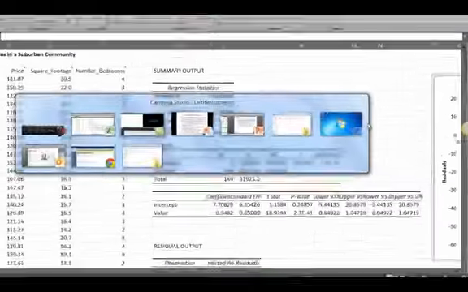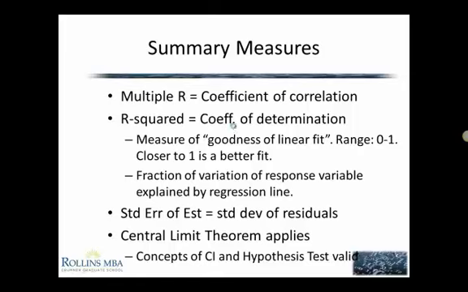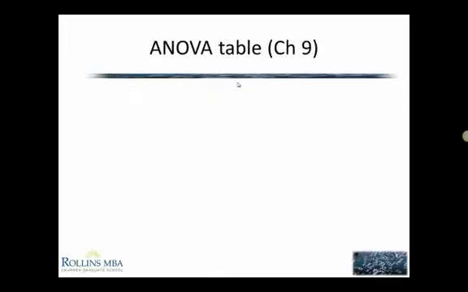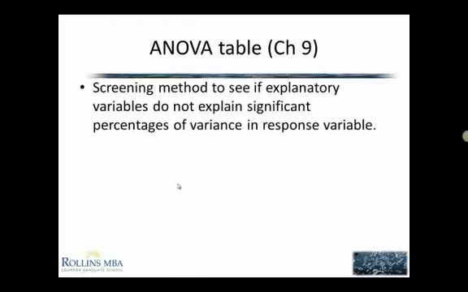All right, let's look back at another section of this output and what it means. Right below the summary measures, we see something called the ANOVA table. That's the analysis of variance, which is a subject that's covered in Chapter 9 of your text that we didn't go into. But essentially, it's a screening methodology to see if the explanatory variable or variables do not have any explaining power. They don't explain any significant percentage of the variance of that response variable.